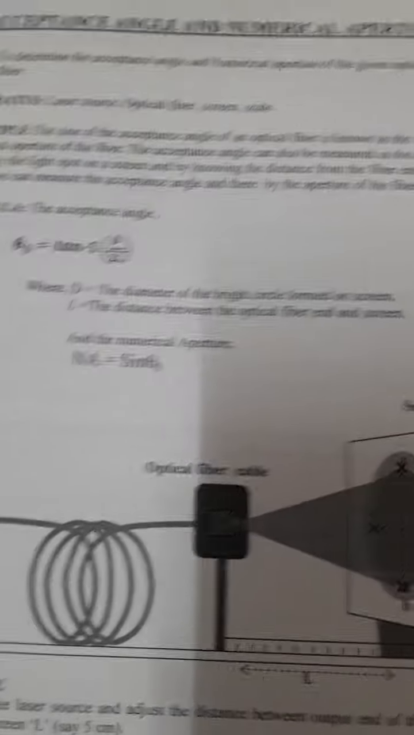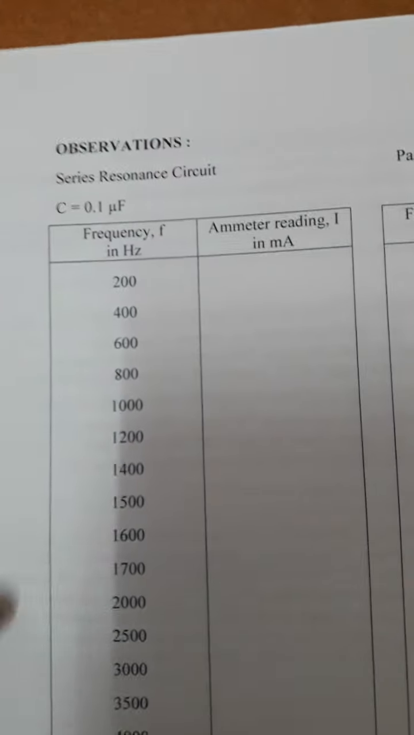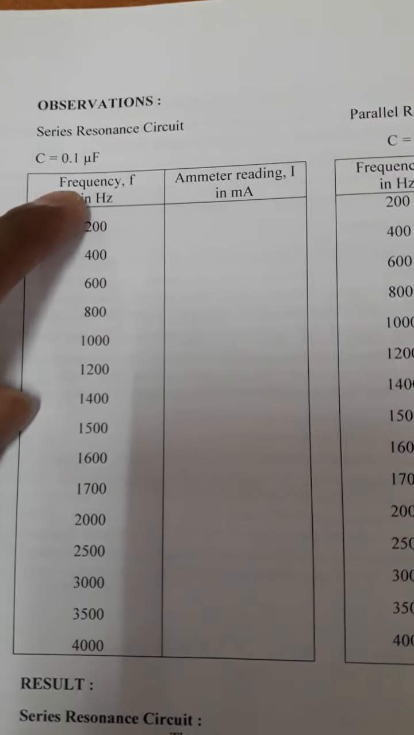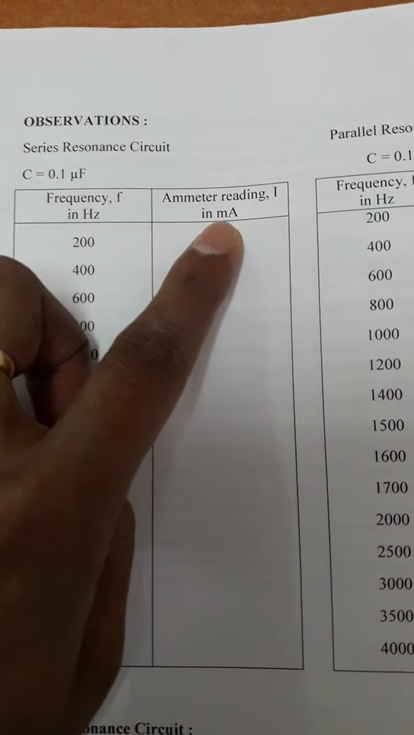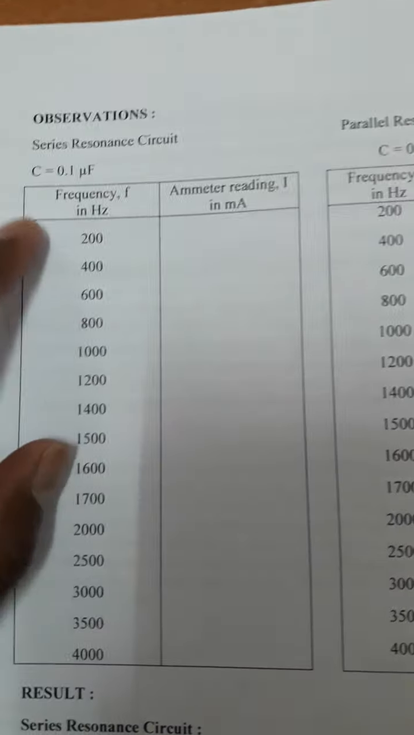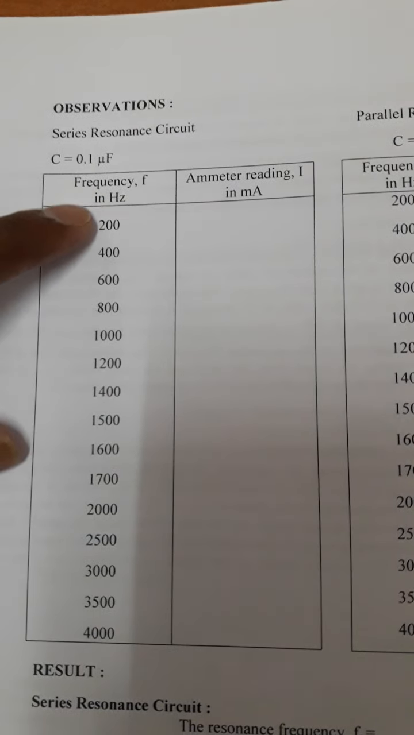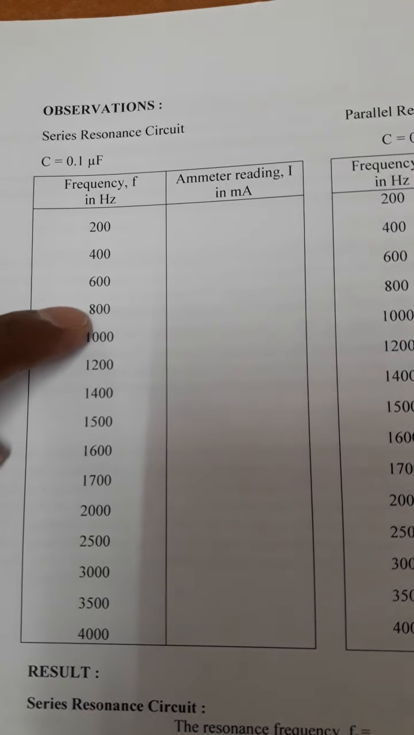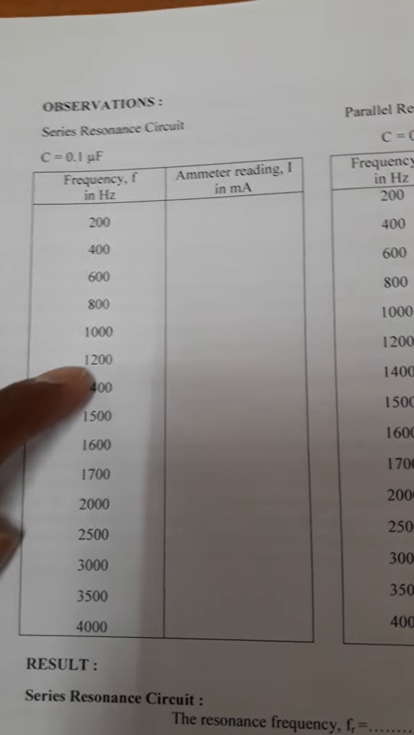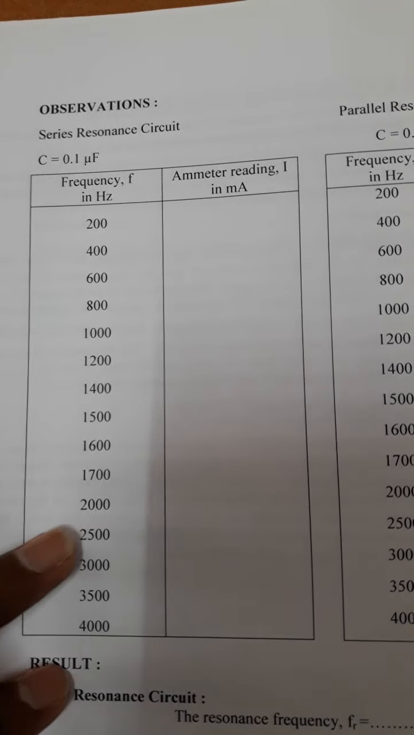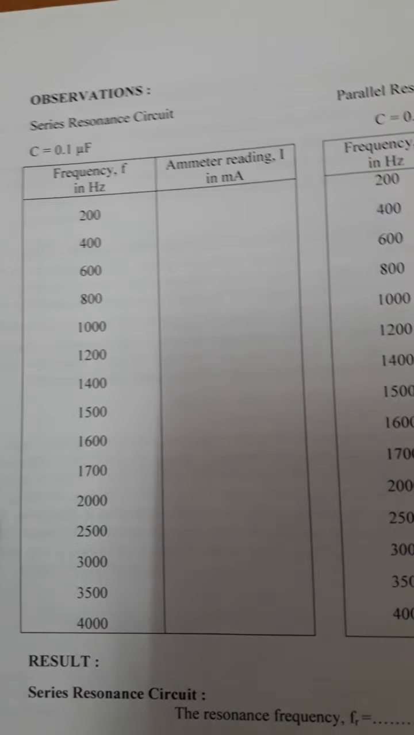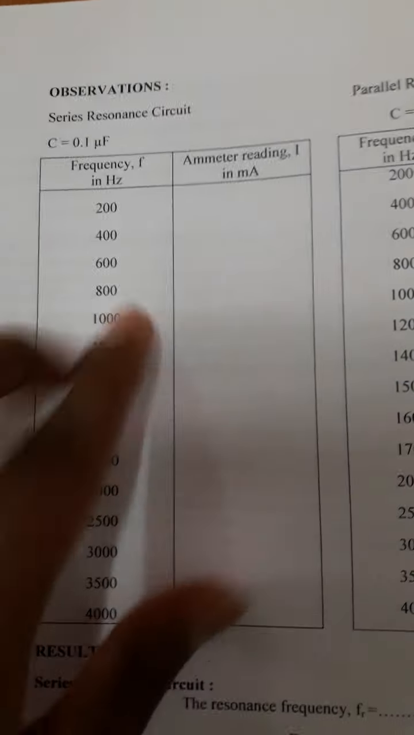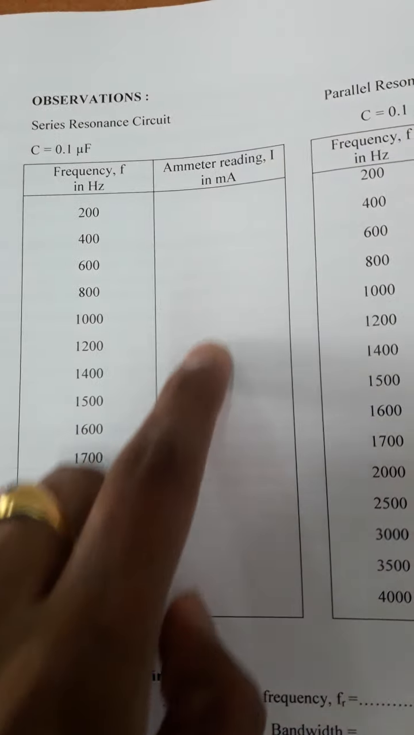Okay, you can see there, this is the tabular column: frequency and current, ammeter reading I in milliamps. We apply frequencies 200, 400, 600, 800, 1000, 1200 like this. We apply the frequency to the circuit by using an audio frequency oscillator, and note down the corresponding current.